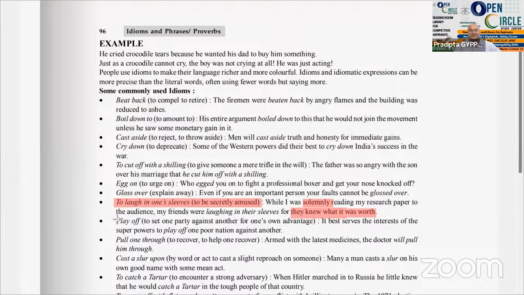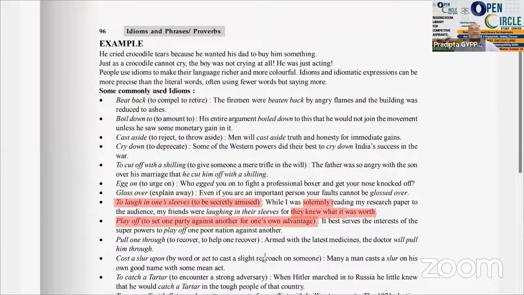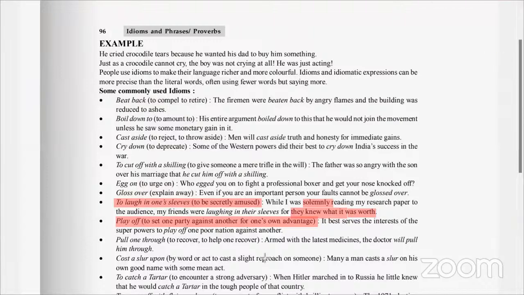Next one, hurry up Pratyush. Play off. So basically, to manipulate people against each other for our own advantage. Meaning to set a party against another, एक दूसरे से लड़वा देना for your own benefit. Like Shakuni was trying to play off, and he succeeded between the Pandavas and the Kauravas.